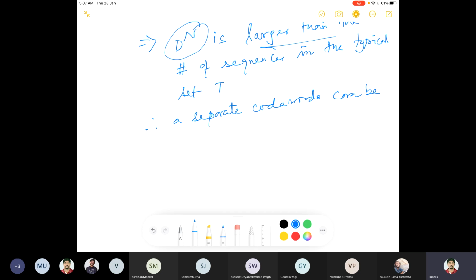Because D to the power n is larger than the number of elements of the typical set, a separate code word is possible for each element u_L, let's say, which is in T, the typical set. Now, if that is the case, what can we say about the probability of error?